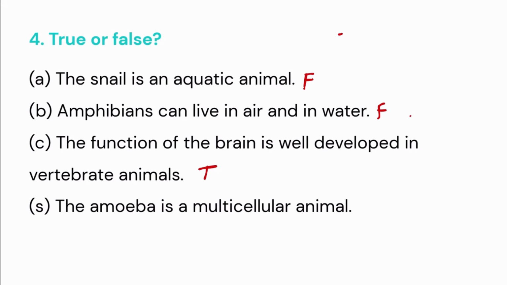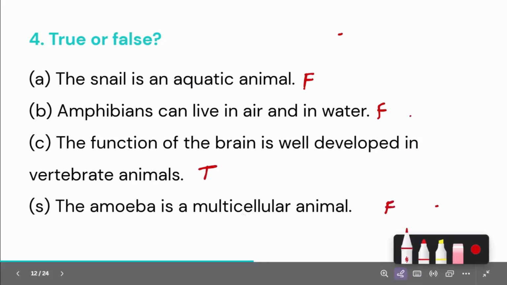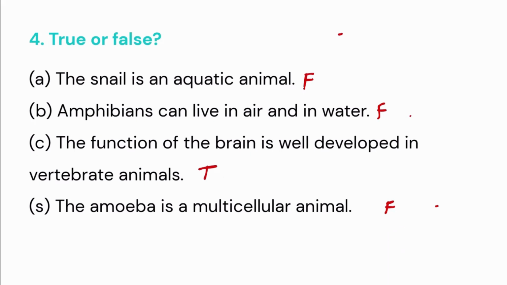The last one: the amoeba is a multicellular animal. No, amoeba is unicellular. That's why this sentence is said to be false. Amoeba is unicellular, made up of a single cell.